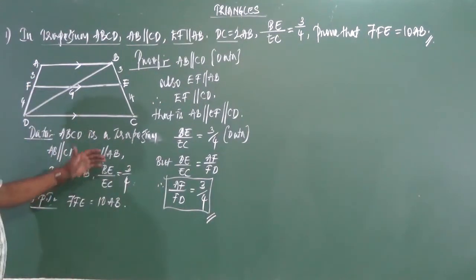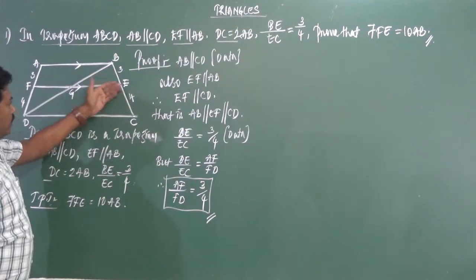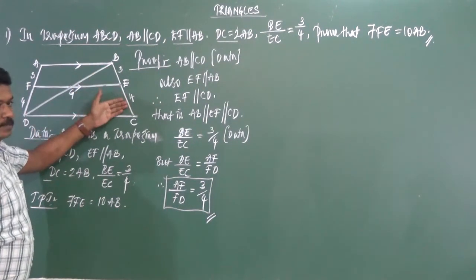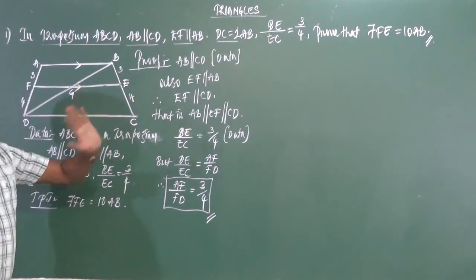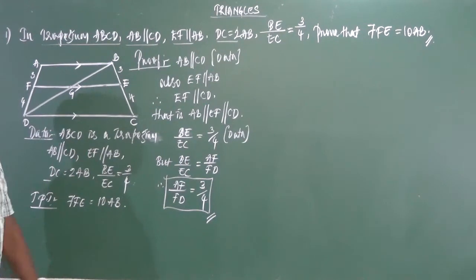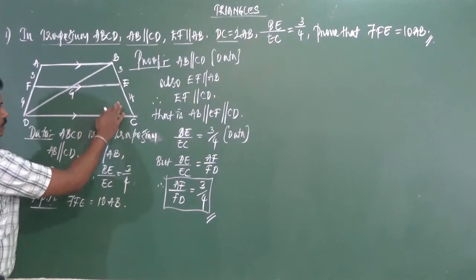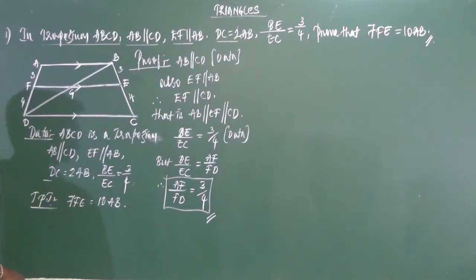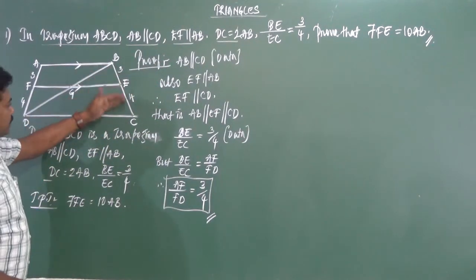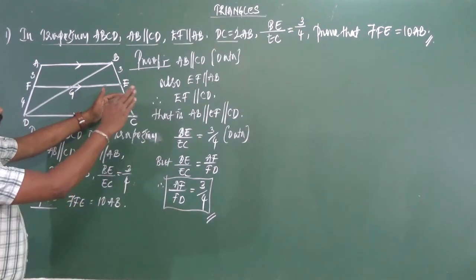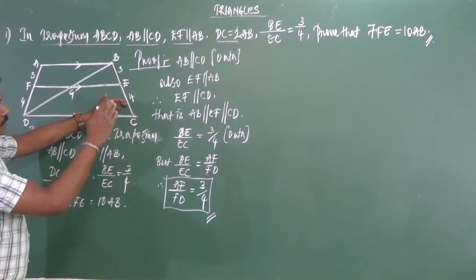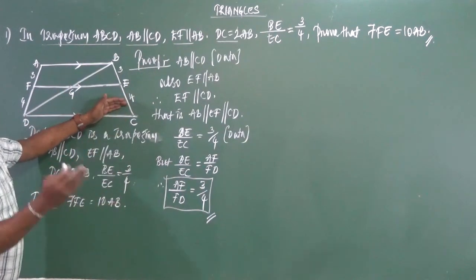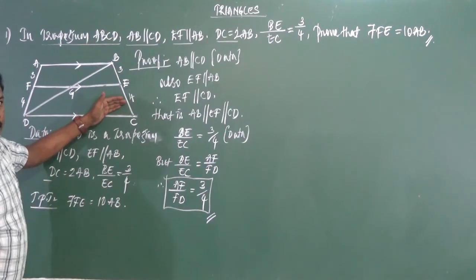If the ratio is given something like 4:3 or 7:2 or 5:7, don't worry about the ratio. Follow the same procedure. No changes in that. If the ratio changes, the result to prove changes. For example, if BE by EC is 3/4, then 7FE will be equal to 10AB. If it is 4/3, then 7FE will be equal to 11AB. You can try it in the practice problem, just change the ratio.